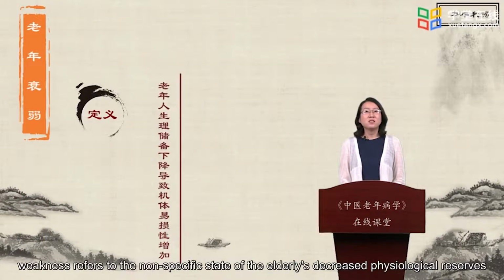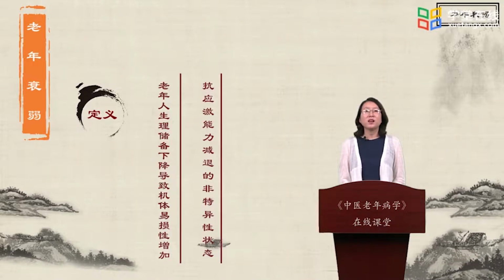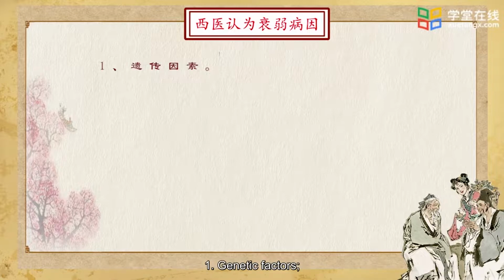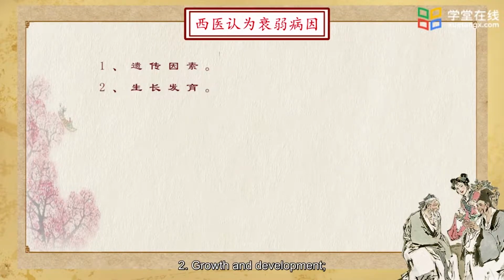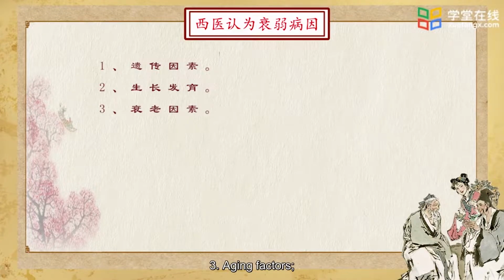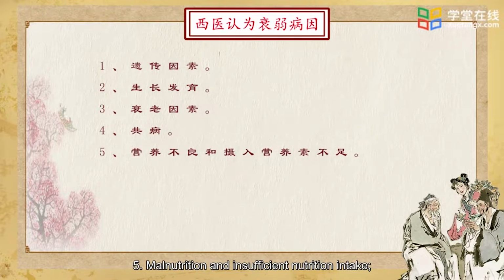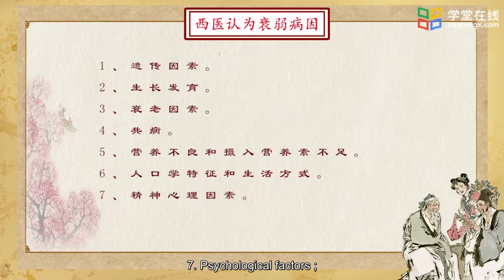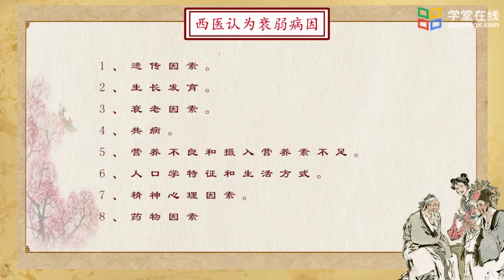First of all, weakness refers to the non-specific state of the elderly's decreased physiological reserve, leading to increased vulnerability and decreased anti-stress ability. Western medicine believes that the causes of frailty are: number 1, genetic factors; number 2, growth and development; number 3, aging factors; number 4, comorbidities; number 5, malnutrition and insufficient nutrition intake; number 6, demographic characteristics and lifestyle; number 7, psychological factors; number 8, drug factors.